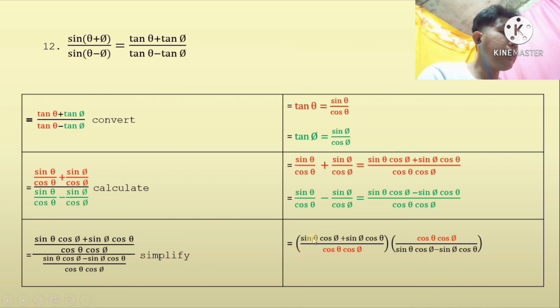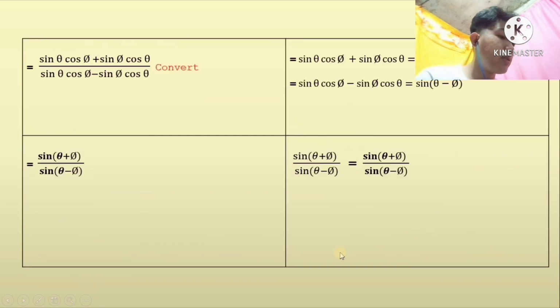It will become sine theta times cosine phi plus sine phi times cosine theta over cosine theta times cosine phi, times 2 cosine theta cosine phi over sine theta cosine phi minus sine phi cosine theta. So cancel out cosine theta cosine phi from this numerator and this denominator. So the remaining expression will be sine theta cosine phi plus sine phi cosine theta over sine theta cosine phi minus sine phi cosine theta.